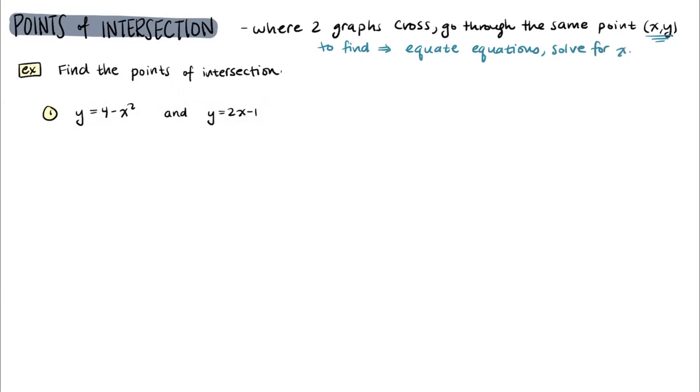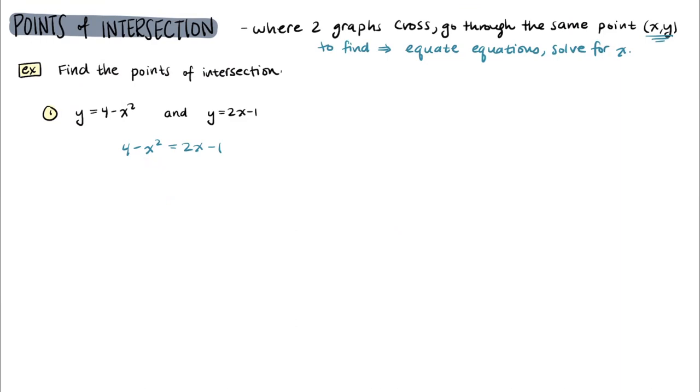Let's find where y equals 4 minus x squared and y equals 2x minus 1 intersect. So we're going to equate them: 4 minus x squared is equal to 2x minus 1. Step 1 is just setting those equal to each other. Now we have to figure out how to solve this for x. It's a quadratic because we have an x squared term, so there's no way to just isolate x. We're going to need to eventually factor, or perhaps use the quadratic formula if it's not factorable.